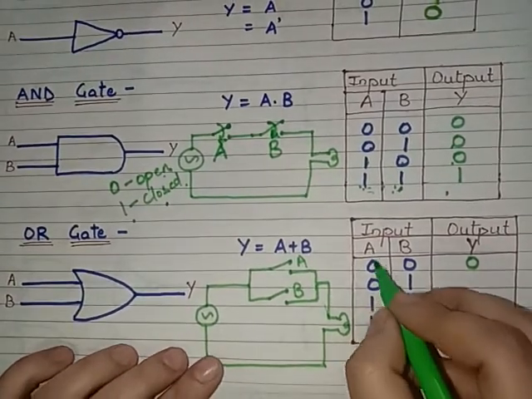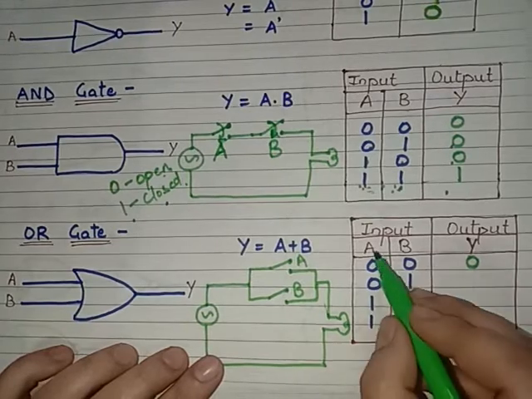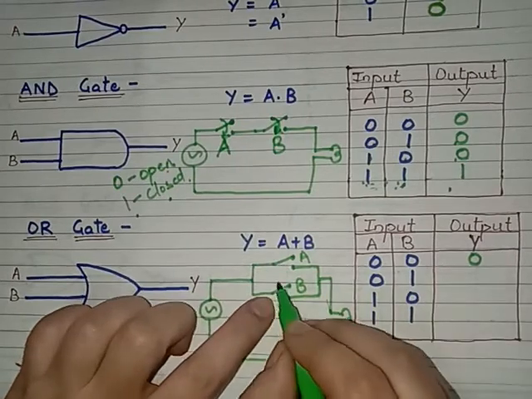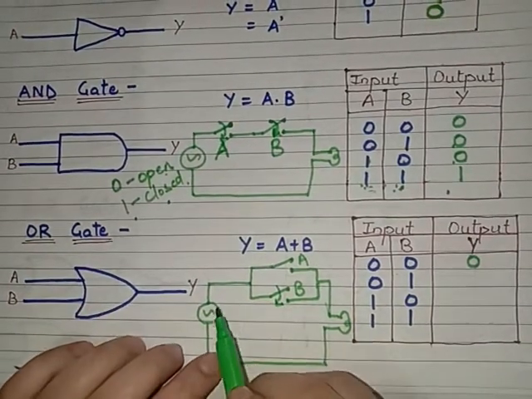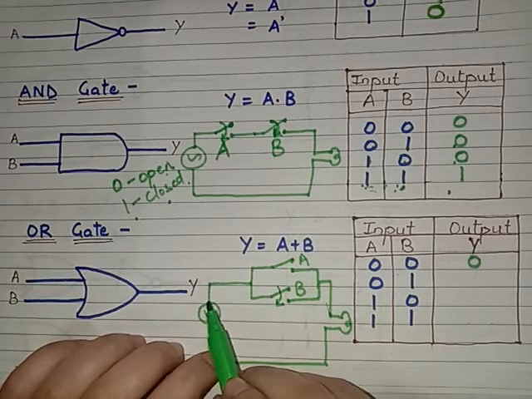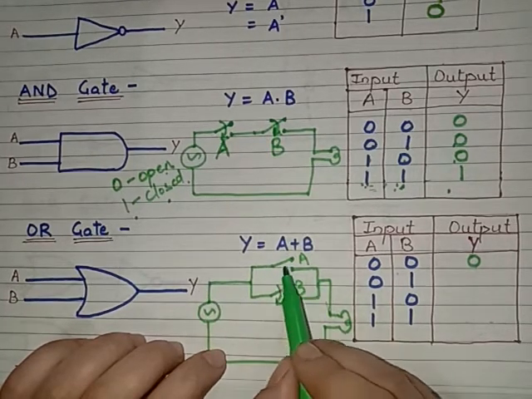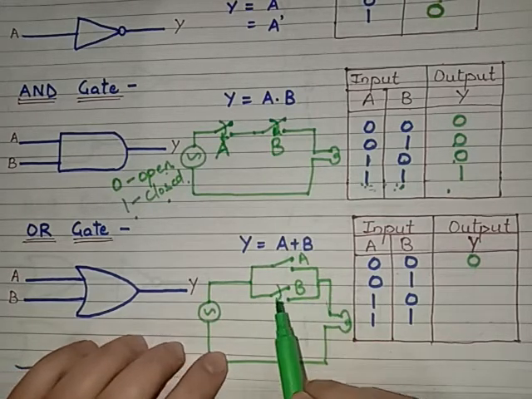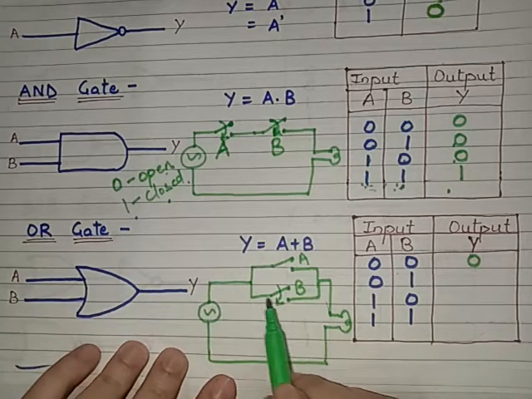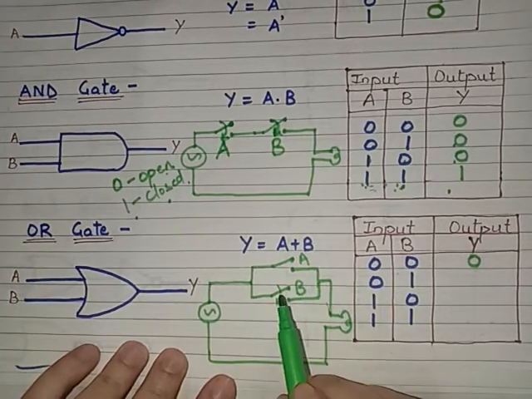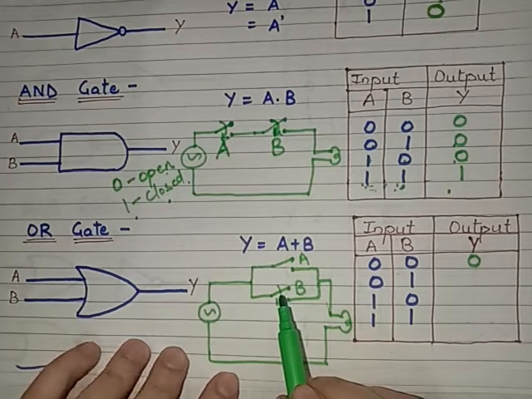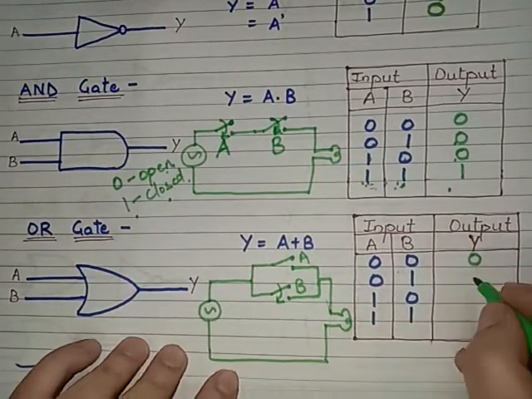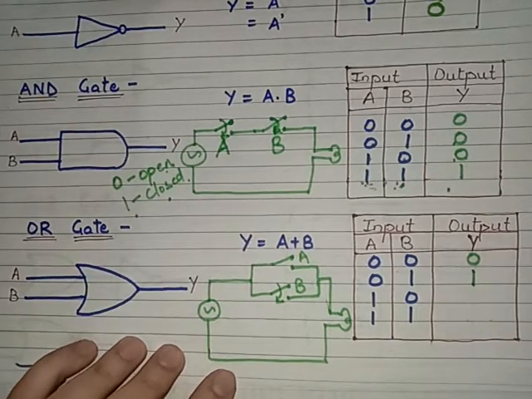Now consider the second input option, A is equal to 0, B is equal to 1. That means A is still open, B is 1 means B has been closed. Now you can see that in this parallel connection, there is a connection loss on the A side, the circuit is not completed there, but through the B switch the circuit is completing. So if we switch on only switch B, even then the bulb will glow. That means if A is equal to 0, B is equal to 1, then the output will be 1, right?